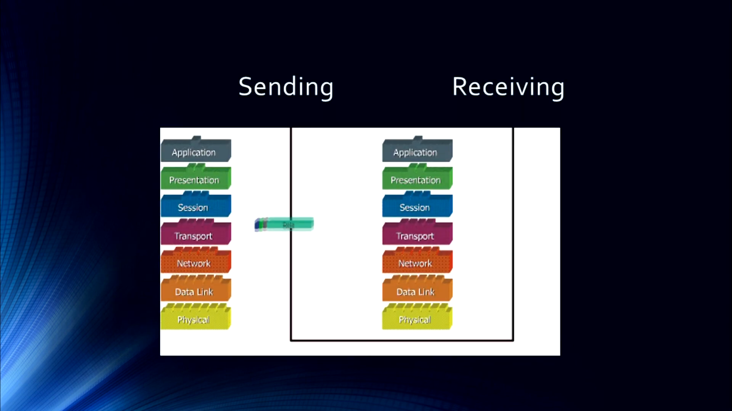Here's an animation of how the OSI model works. As you can see, it sends data through the application layer the whole way down to physical, and then it works its way back as it's receiving the data.